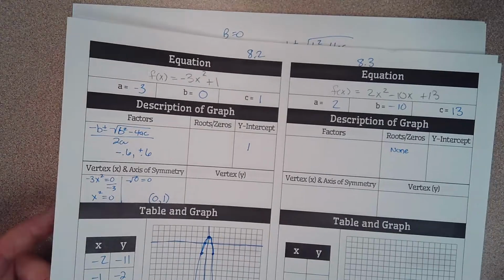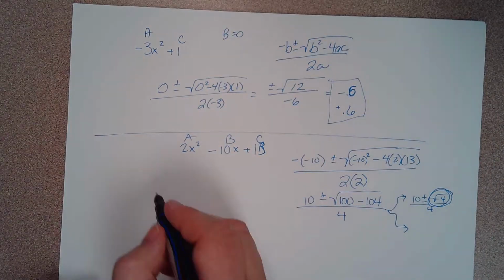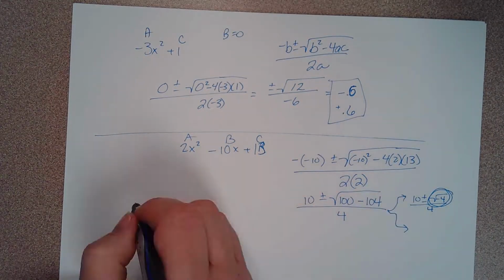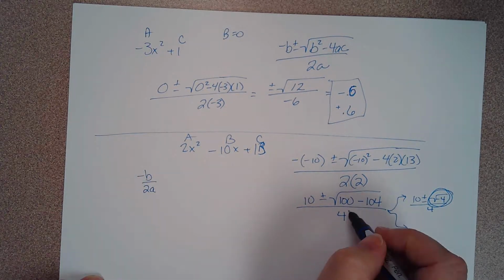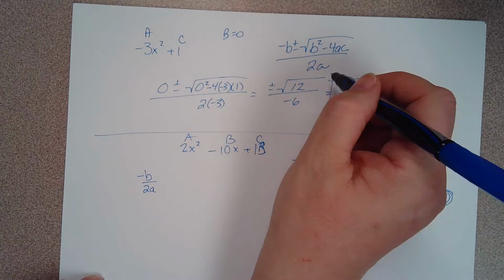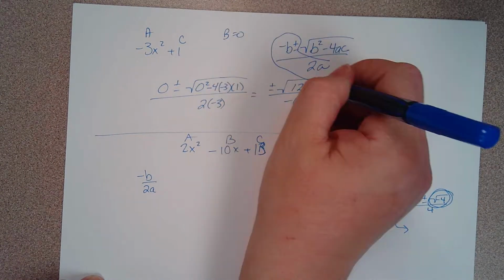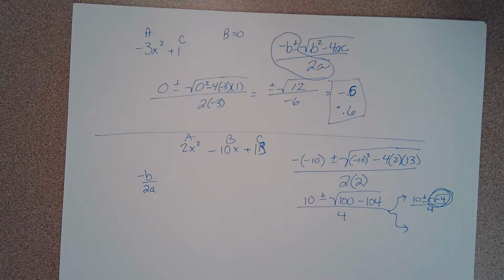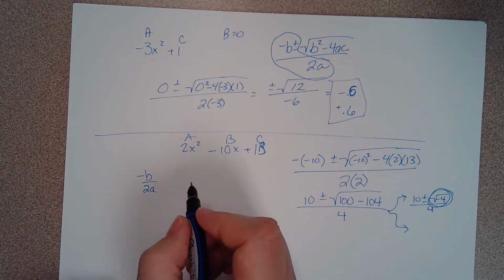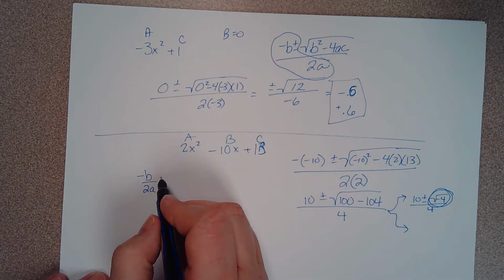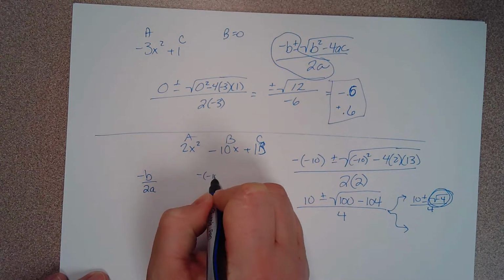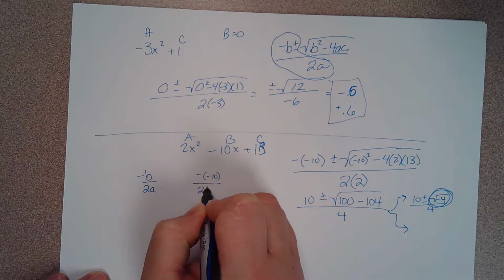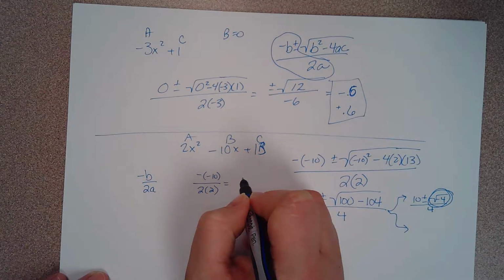Now, going back, we have one other formula we have to talk about, negative b over 2a, which is going to look suspicious because it's basically the first part of the quadratic formula. So negative b over 2a will help get me my vertex. So I'm going to have negative 10 over 2 times 2. So I'm going to end up having 10 over 4, which reduces to 5 over 2.